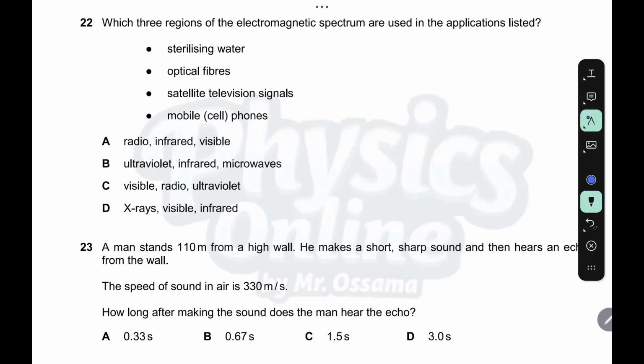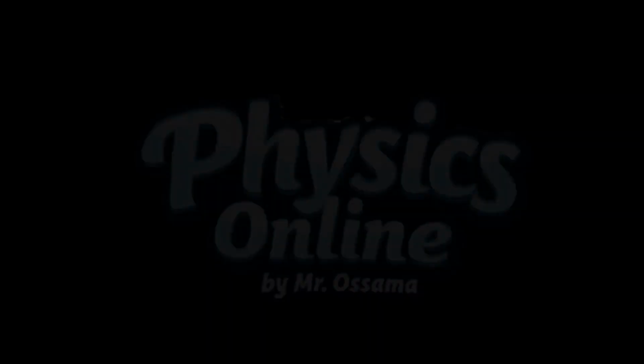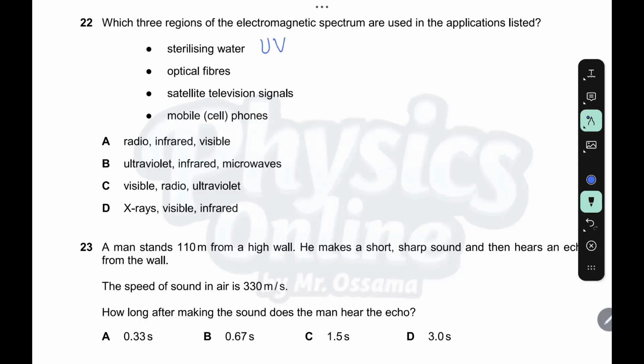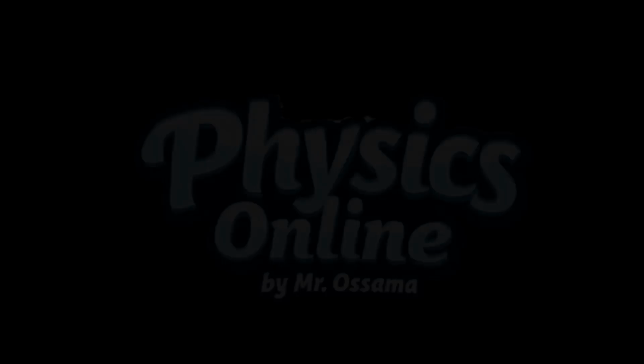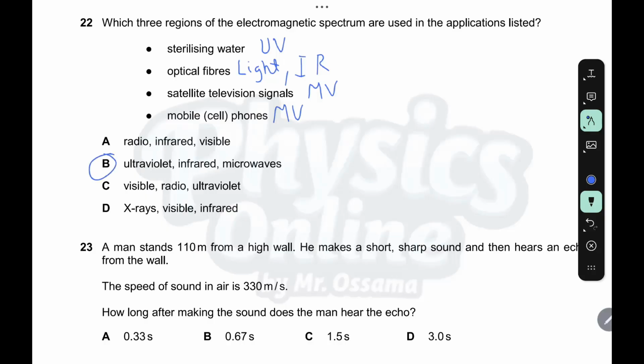Which three regions of the electromagnetic spectrum are used in the applications listed? Sterilizing water, optical fibers, satellite television signals, mobile cell phones. For sterilizing water, we will use ultraviolet. For optical fiber, we can use light or infrared. Satellite TV signals, we use microwaves. For mobile cell phones, also we use microwaves. Ultraviolet, infrared, microwaves. So the answer is B.